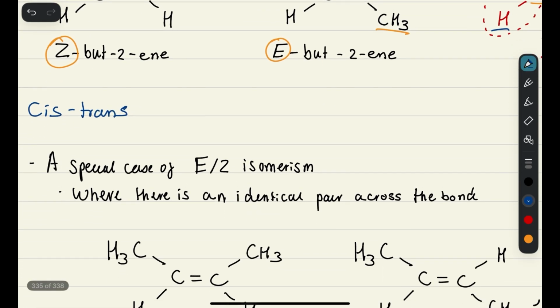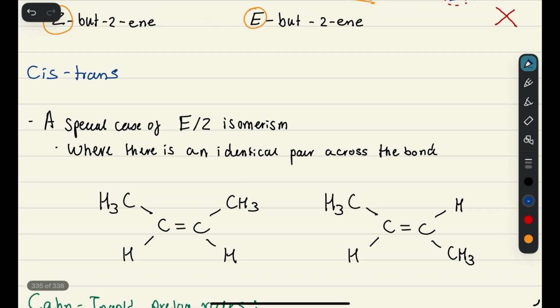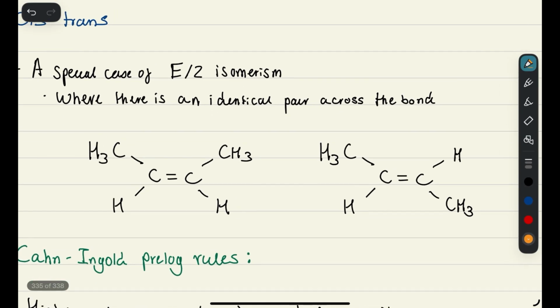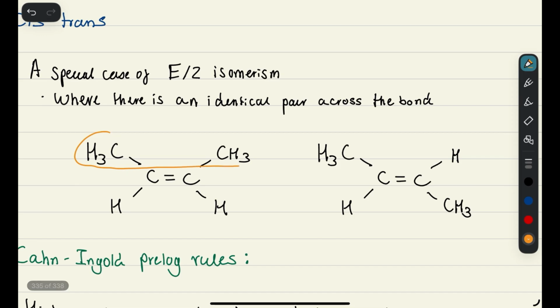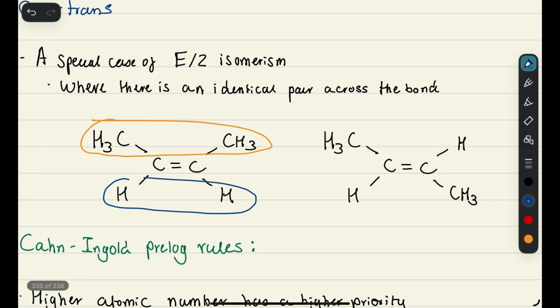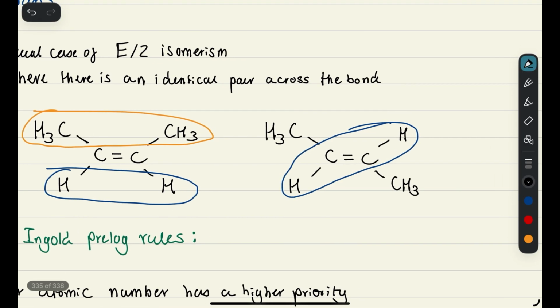Now we need to talk about cis-trans isomerism, and we are using the same example. Cis-trans is a special case of E/Z where there's an identical pair across the double bond. What I mean by an identical pair across the double bond is that you can see we've got a pair of CH3 and we've got a pair of hydrogens. Does that make sense? So you can see we've got pairs across the double bond. It doesn't really work well when we're dealing with the Z isomer, does it? But you can see we've got pairs across the double bond, and that's going to tell us we can use cis-trans.